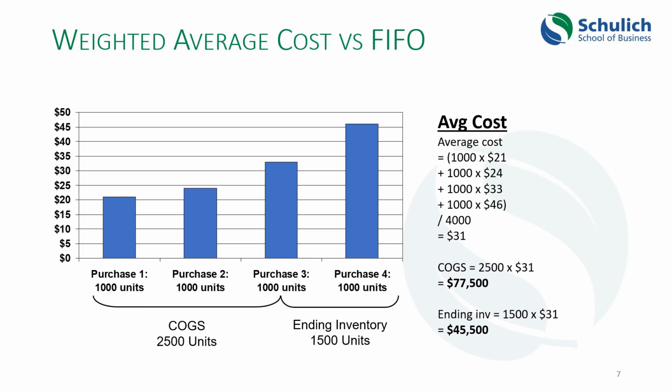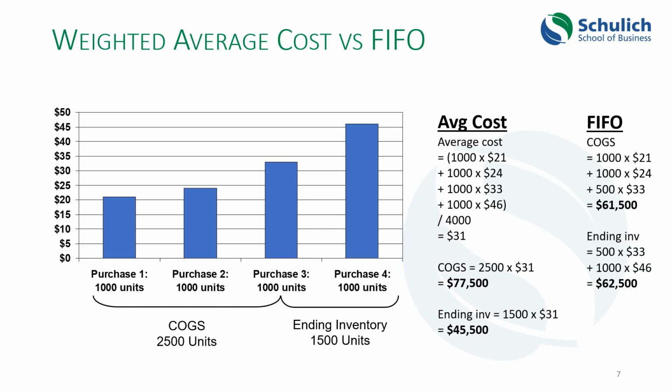What does the calculation look like in this case? Under FIFO, the cost of goods sold is going to be 1,000 times 21, that's the first purchase, plus 1,000 times 24, plus 500, that's half of purchase number 3, times the unit price of purchase number 3 of $33, which gives us a calculated cost of goods sold of 61,500. And the ending inventory is going to be the remaining half of purchase 3 and all of purchase 4, which is a value of 62,500.